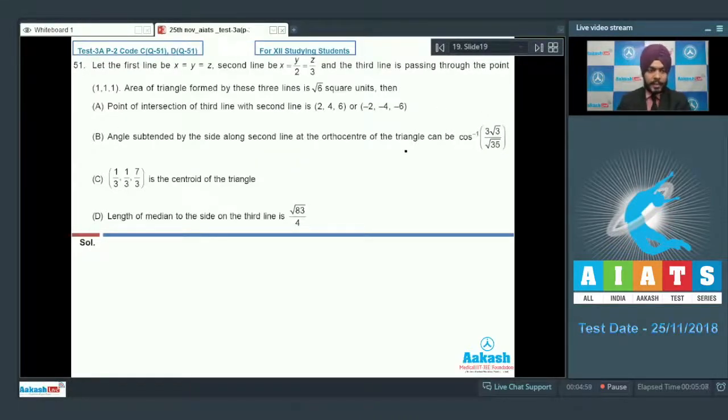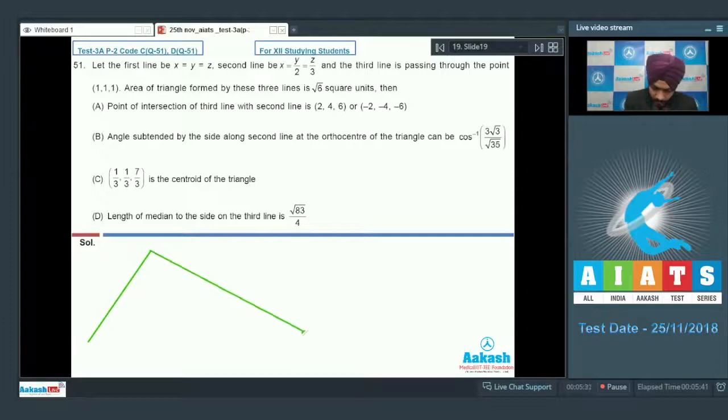Question number 51 says that let the first line be x equals y equals z, second line be x equals y by 2 equals z by 3, and the third line is passing through the point 1, 1, 1. Area of triangle formed by these lines is √6 square units. Then we have to find the point of intersection, angle subtended by the side along the second line at the orthocenter, centroid, and length of median. So let us draw a triangle first of all.